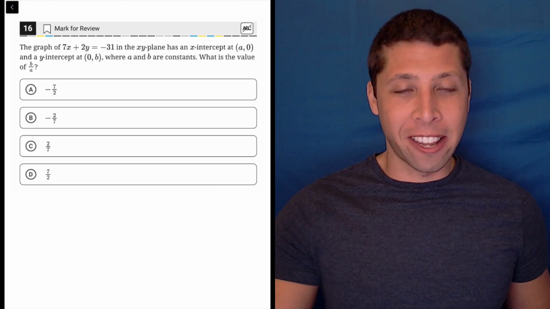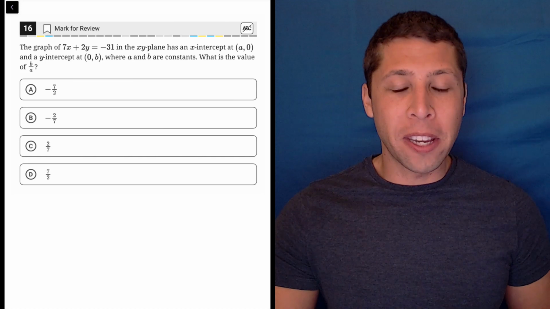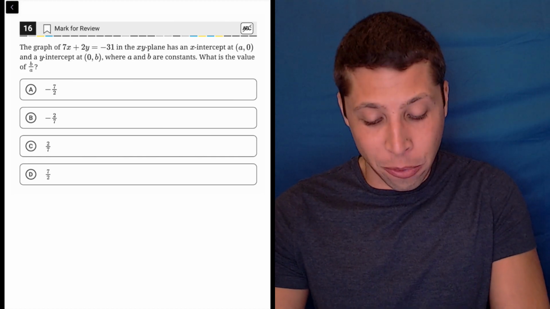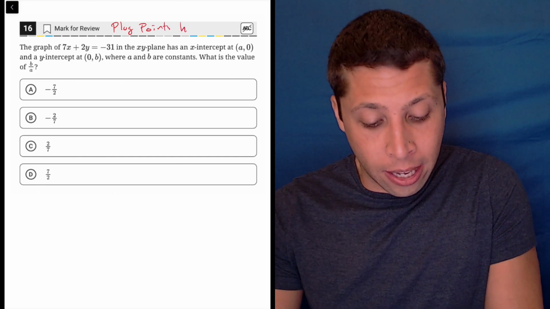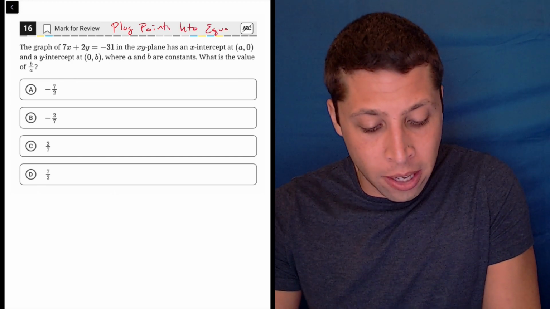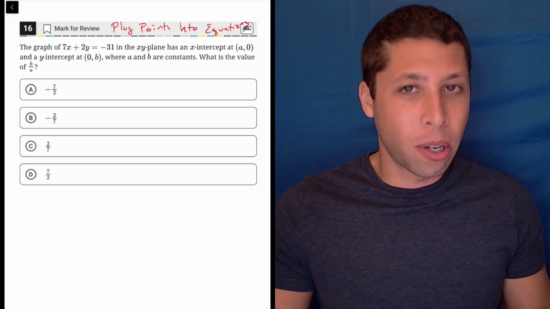It's questions like this that make me enjoy teaching the SAT because it looks like it's going to be very, very confusing, but my favorite strategy works perfectly here. Plug points into equations.